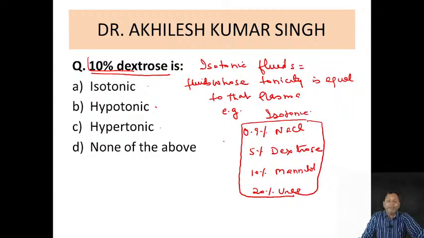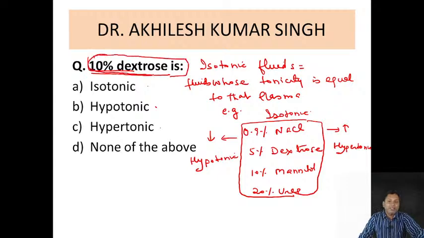And if the concentration decreases, what do we call them? We call them hypotonic fluid, right? And if the concentration increases, what do we call them? We call them hypertonic fluid, right? So what is the answer here? In the stem, what is asked here? The 10% dextrose. You can see 10% here, it is more than 5%, right? So it is a hypertonic fluid. So the answer here is what?